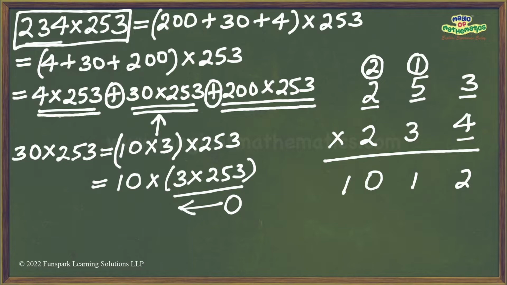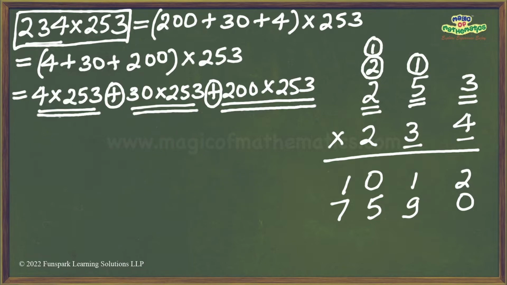This is the same as putting a 0 here and then doing 3 times 253. 3 times 3 is 9. 3 times 5 is 15. I retain 5 and carry forward 1. 3 times 2 is 6. Adding this 1, I get 7.